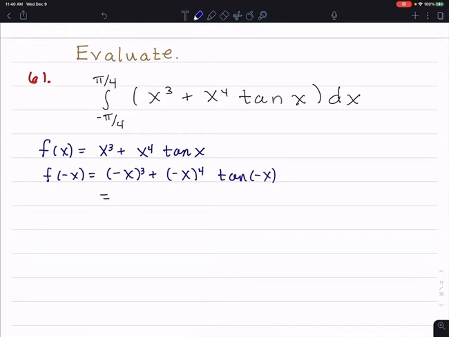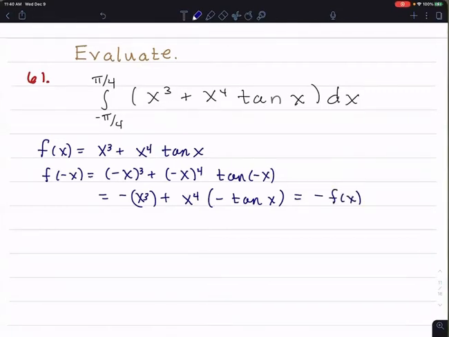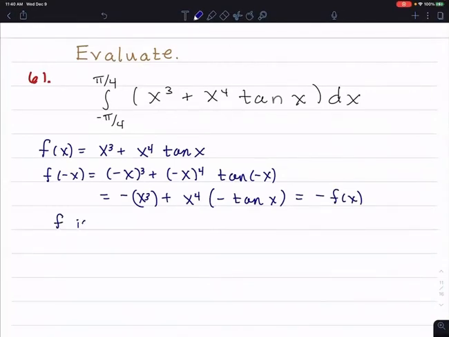For negative x to the third power, that's negative x to the third power. For negative x to the fourth, that's just positive x to the fourth. And then tangent is an odd function. The way you can remember that is the tangent x is symmetric around the origin, but essentially this all is equal to negative f of x. So f is an odd function.